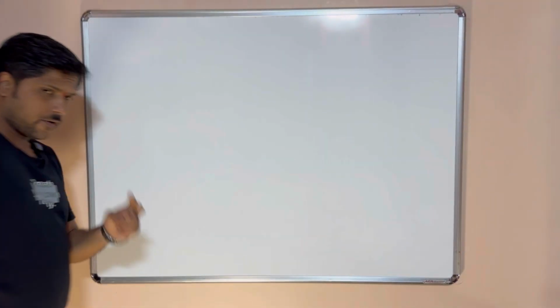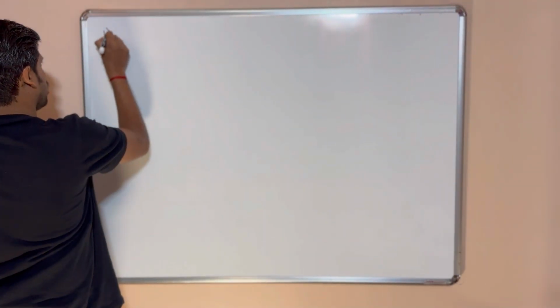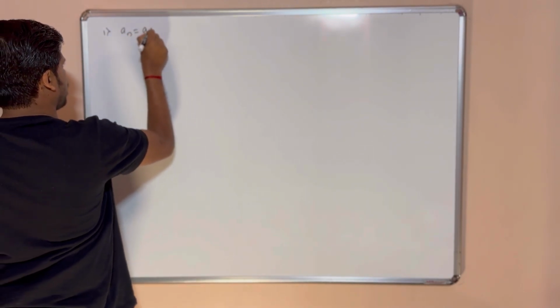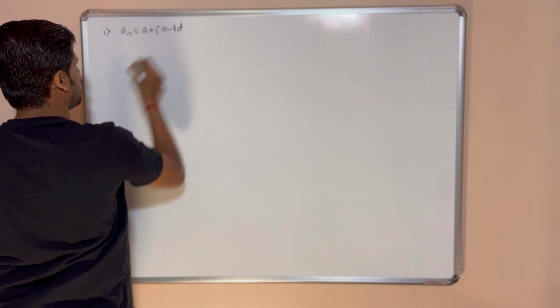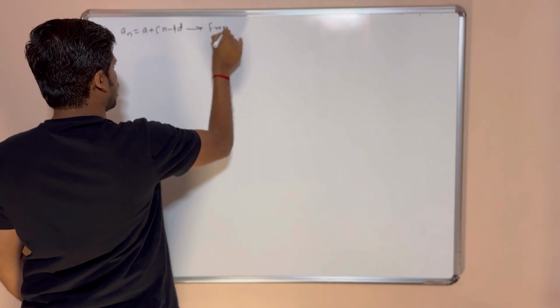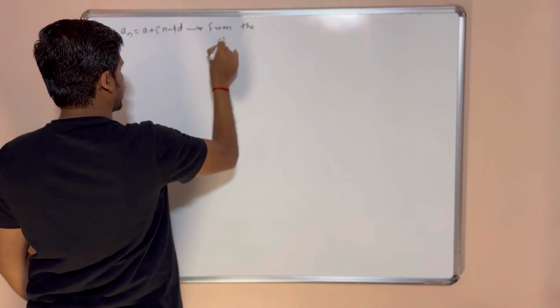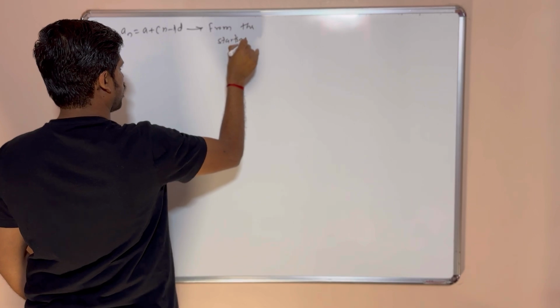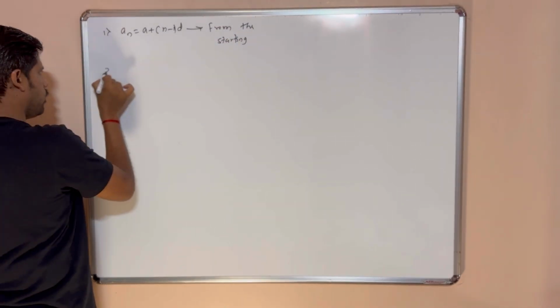Okay, ಈಗ ಎರಡು ಫಾರ್ಮುಲಾ ಯಾವ ನೋಡಿದ್ವಿ ನಾವು? ಒಂದನೇದು AN is equal to A plus N minus 1 into D. This is from the beginning, okay, from the starting of the sequence, right? Second one ಏನು ನೋಡಿದ್ವಿ?